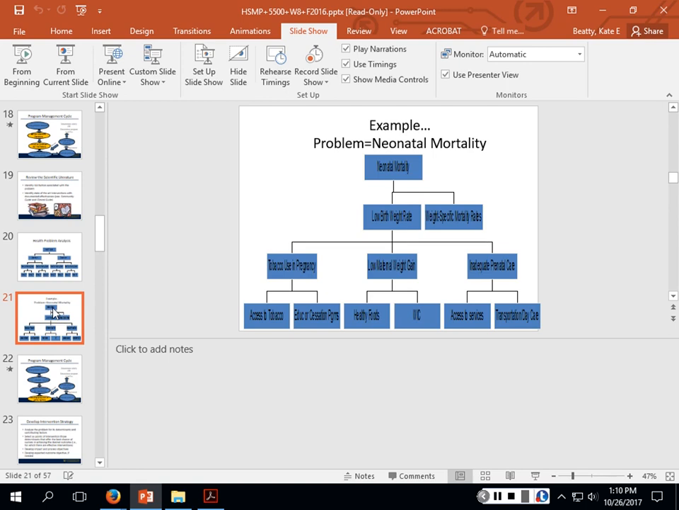We then did 2 additional examples in class that are not on the slides. In one example, the problem was breast cancer mortality, and again, we worked together to identify the determinants and contributing factors of that problem. And in another example, the health problem was the prevalence of unintended pregnancy in a community, and again, we worked together to identify the determinants and contributing factors of that health problem.